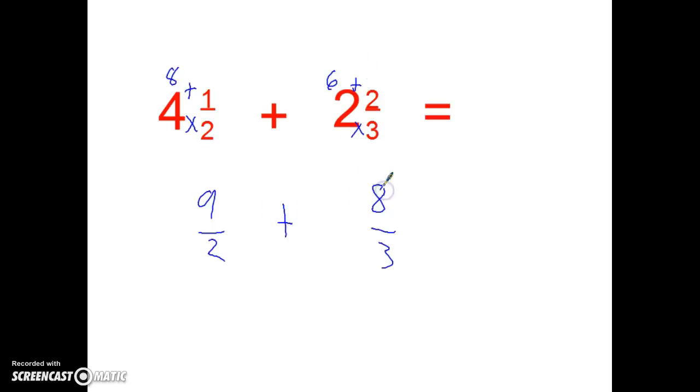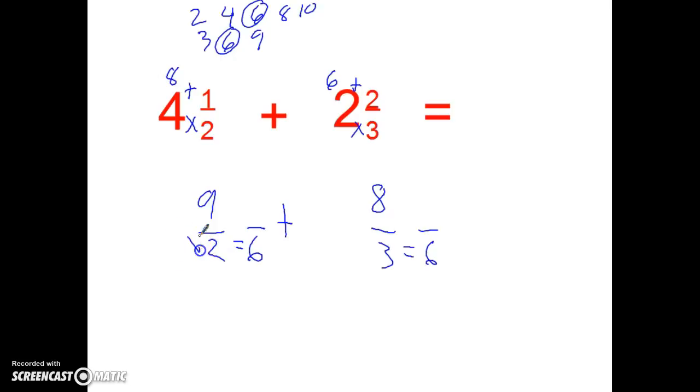This time there's not something I can take the smaller denominator times to get 3. I can't take 2 times anything to get 3. So I'm going to find the LCM. 2, 4, 6, 8, 10. 3, 6, 9. Oh, it's going to be a 6. So I need to change both of my denominators to get something in 6.